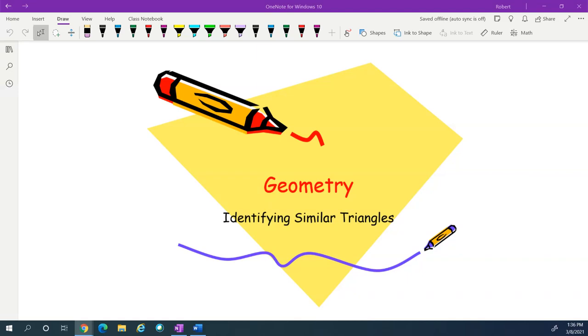So we've been working with similar polygons and similar triangles. Now we want to turn our attention to identifying similar triangles. So us determining if the triangles are similar, not being told. And we've seen some of these types of theorems used back when we did congruence. So we'll see a lot of similarity between the congruence theorems and these similarity theorems.